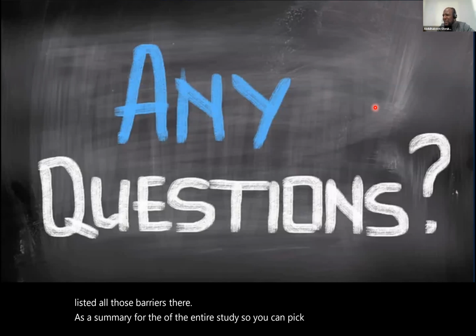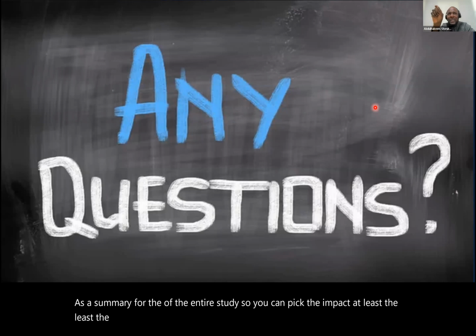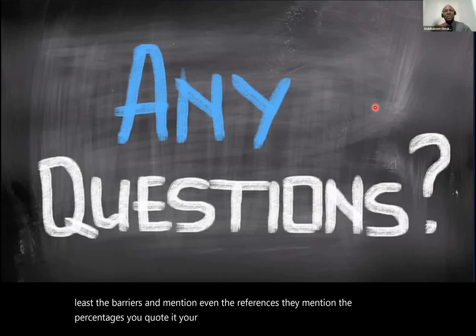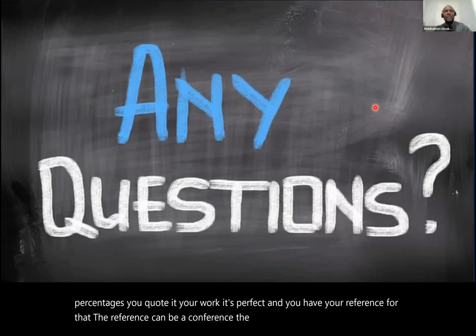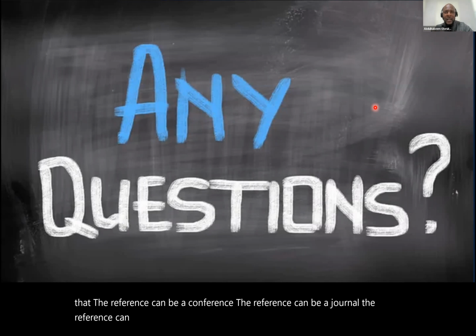In fact, they'll list the barriers and mention even the references. They'll mention the percentages. You quote it in your work. It's perfect. And you have your reference for that. The reference can be a conference. The reference can be a journal. The reference can be any of all these amazing areas where you can get information from.